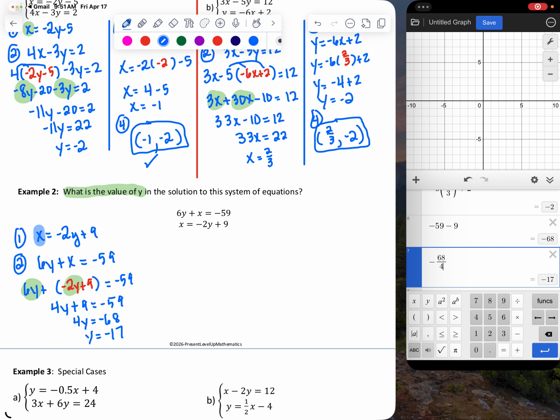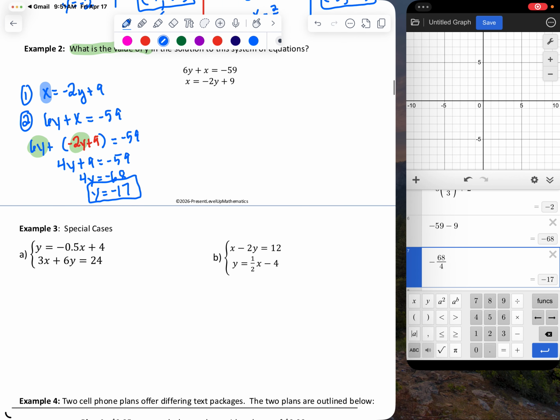Now, let's go back to the question. What is the value of y? And we just found the value of y. So y is equal to negative 17. I don't even have to do steps 3 and 4 because it didn't want the value of x.